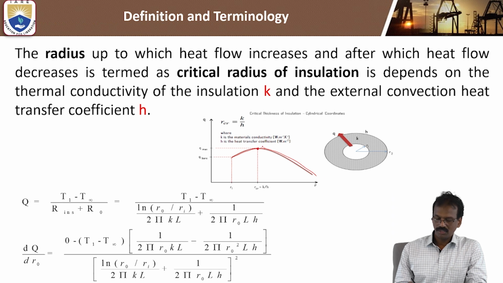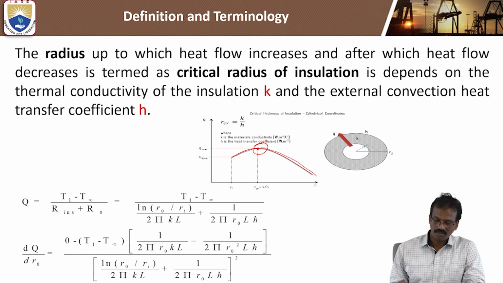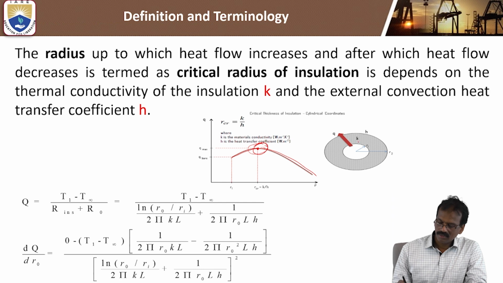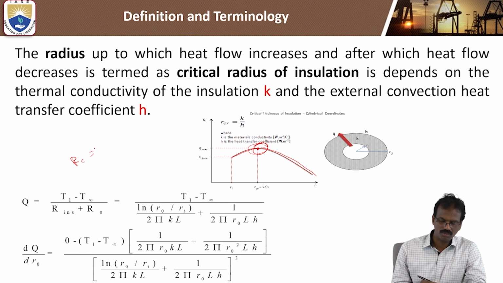This point is nothing but the critical radius of insulation. It means Q will be increased, and instead of decreasing here, it will be increased. It increases up to a certain thickness, a certain radius of the cylinder. That thickness, that radius, is nothing but the critical radius of insulation. You can find it with the formula RC is equal to K by H.